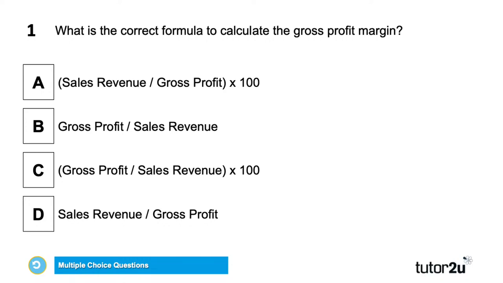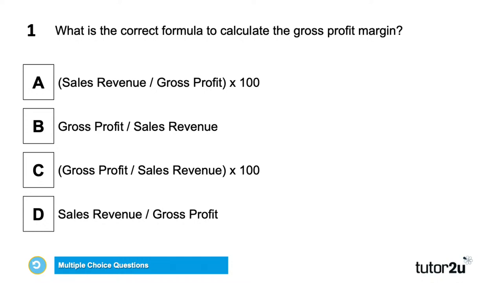We've got some multiple choice questions. And the first one is on the screen. What is the correct formula to calculate the gross profit margin? Correct formula to calculate gross profit margin. A, sales revenue divided by gross profit times 100. B, gross profit divided by sales revenue. C, gross profit divided by sales revenue times 100. Or D, sales revenue divided by gross profit.